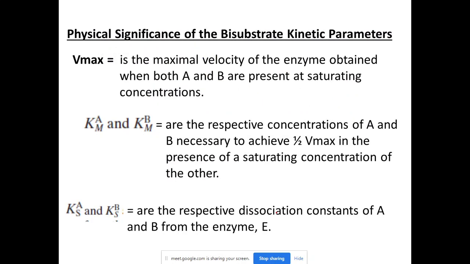Now what is the physiological significance? Vmax, as I referred, is the maximum velocity. Kma and Kmb both refer to the kinetic constants, as I separated. That is, as we know, half of Vmax. You remember what Km is? Km is half of Vmax. The same principle applies here. And the third component here, which is an additional component, is Ksa and Ksb, representing the dissociation constants for A and B from the enzyme, which I explained to you earlier.